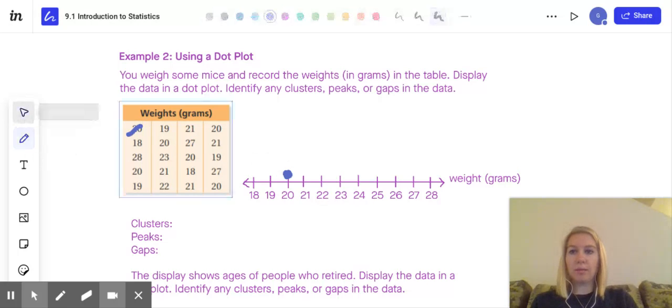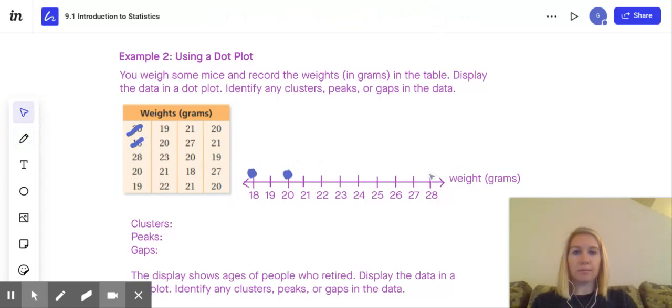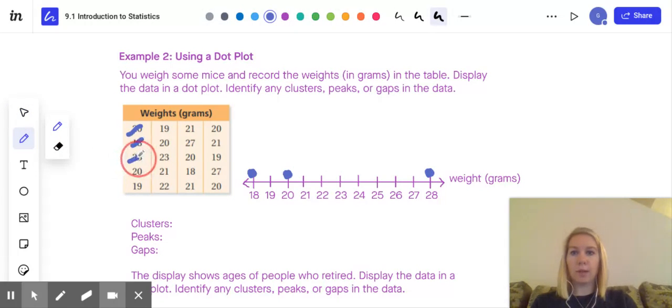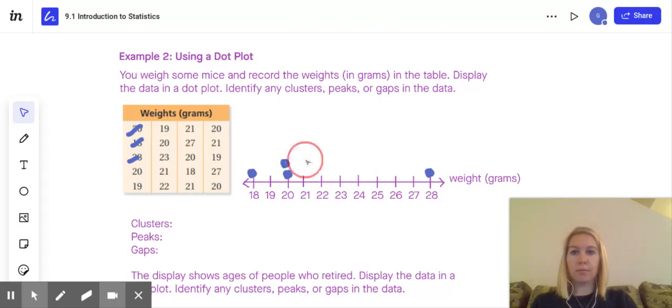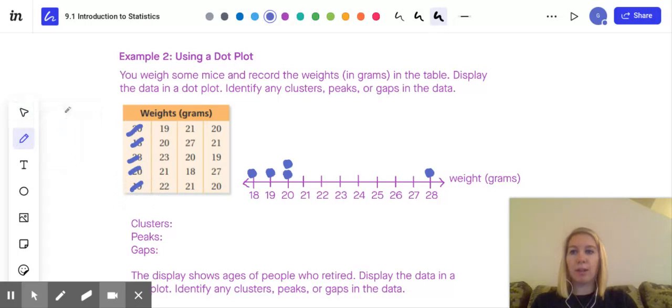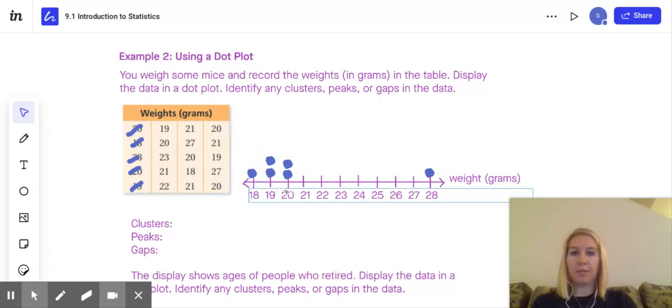And then a dot at 18. Okay, dot at 28. 20. 19. I'm just crossing these out so I know that I used them already. And 19. So see how 19 and 20 both have two mice that weighed 19 grams and 20 grams. I'm just stacking them on top of each other. Okay. 20. All these dots are the same size to represent one mouse.